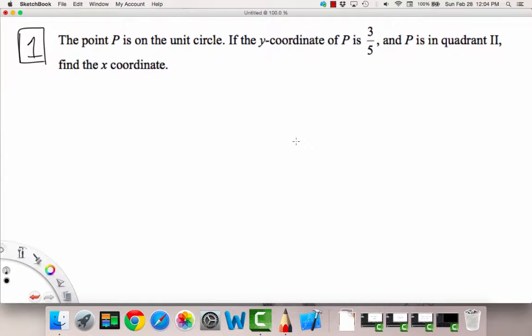Okay, so here's number 1. We have the point P is on the unit circle. If the y-coordinate of P is 3 over 5 and P is in quadrant 2, find the x-coordinate.